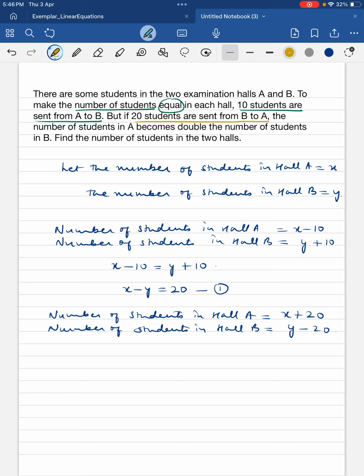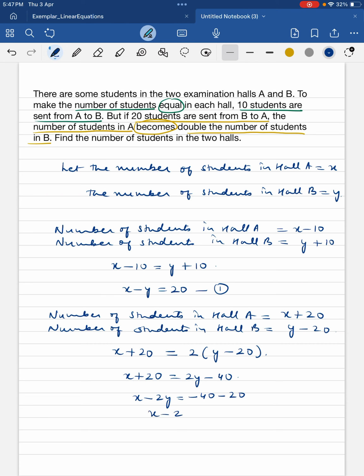Now when this is the case, they've said that the number of students in A becomes double the number of students in B. So the number of students in hall A is equal to 2 times the number of students in hall B. So X plus 20 is equal to 2Y minus 40, or X minus 2Y equal to minus 40 minus 20, or X minus 2Y equal to minus 60. So that's my second linear equation.